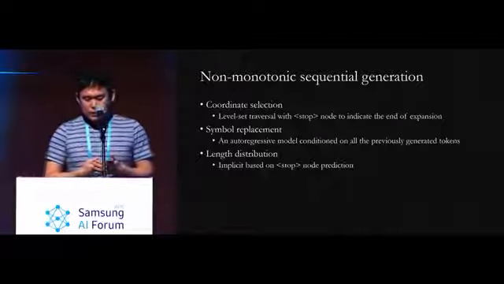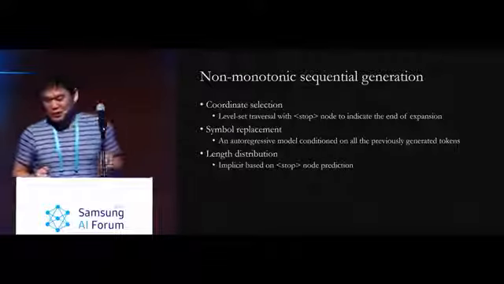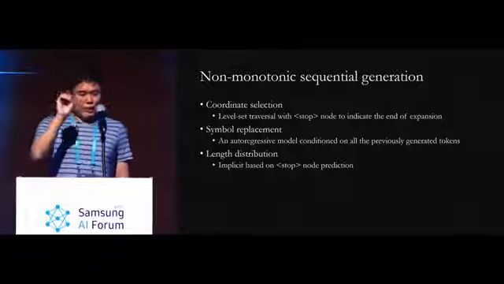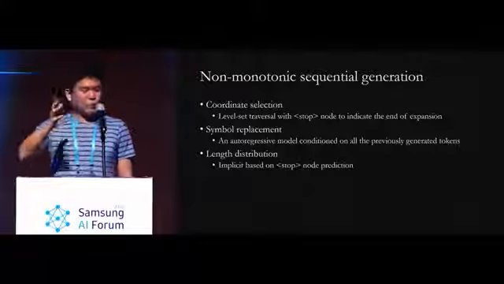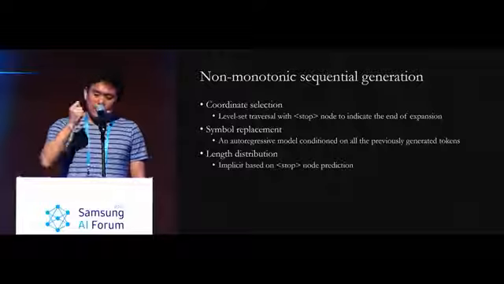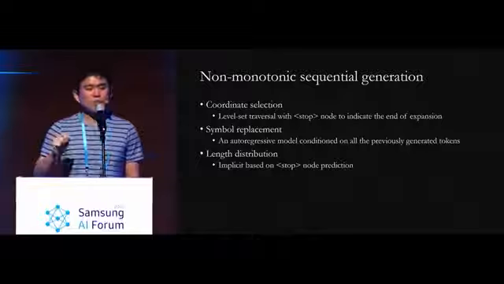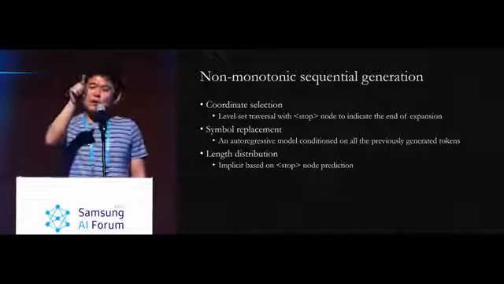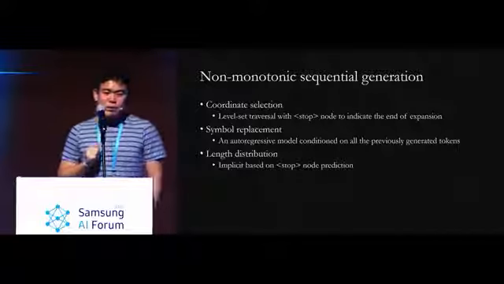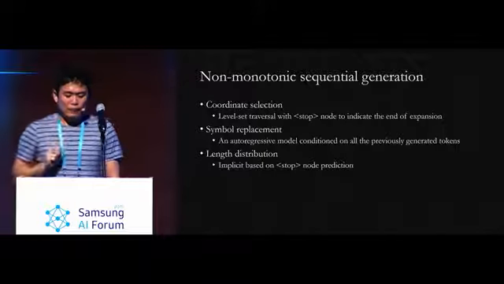So how does non-monotonic sequential generation fit with the framework that I told you about? It turns out, if you write it down in a very convoluted way that you definitely don't want to do, this level set traversal inspired by quicksort corresponds to coordinate selection, while symbol replacement is simply done by the autoregressive model that traverses along the generation process of this binary tree. And the length distribution is implicitly defined based on how many stop nodes have been predicted.